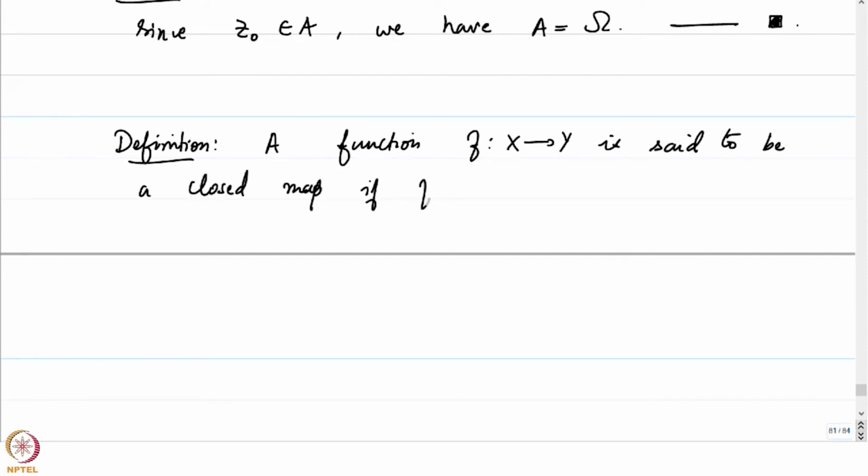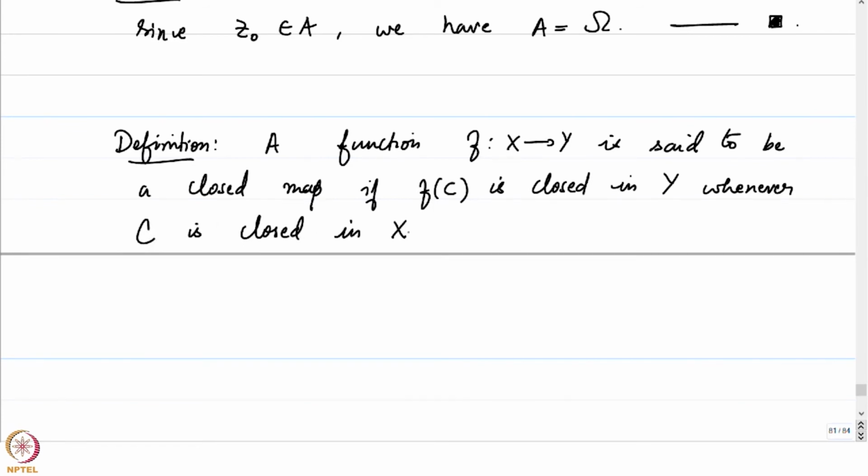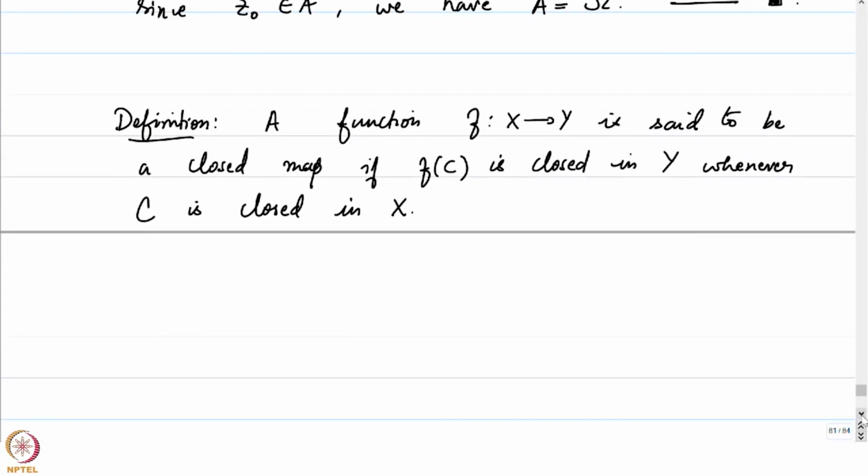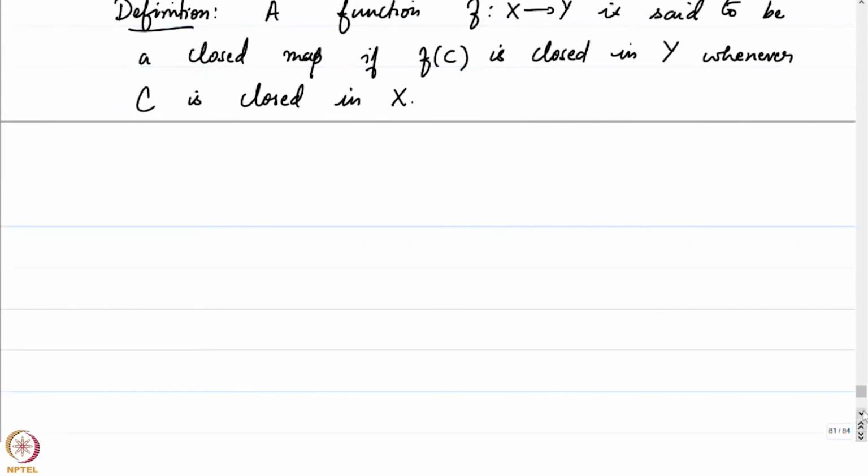if f of C is closed in Y whenever C is closed in X. Okay, it takes closed sets to closed sets. Image of a closed set is closed. That's not necessarily the case in a continuous mapping. You should always remember that. But if this does happen, then it's called a closed map.